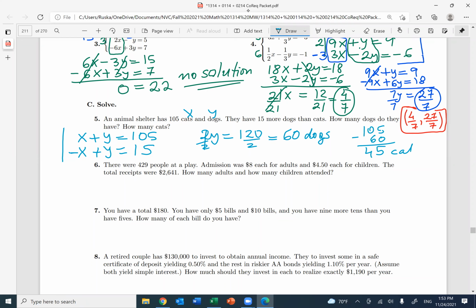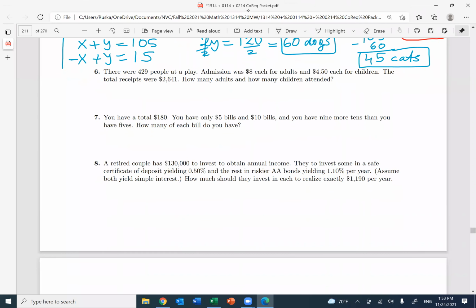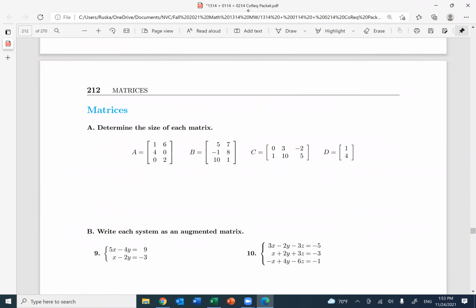45 cats, right? So that's how you solve it. When you have to solve a word problem, you always set up 2 equations and solve them as a system. Okay? So that's how you do number 5. Now, let's go ahead and continue with the matrices.